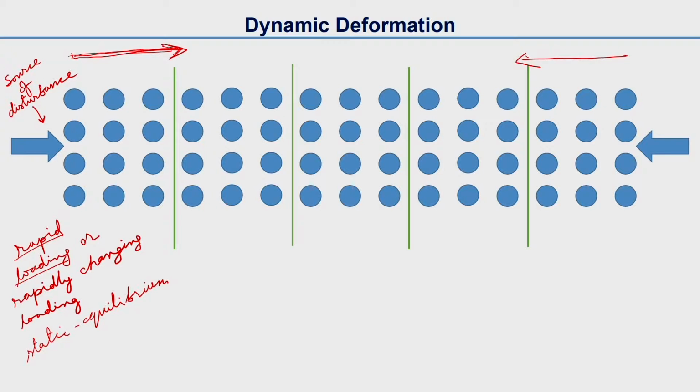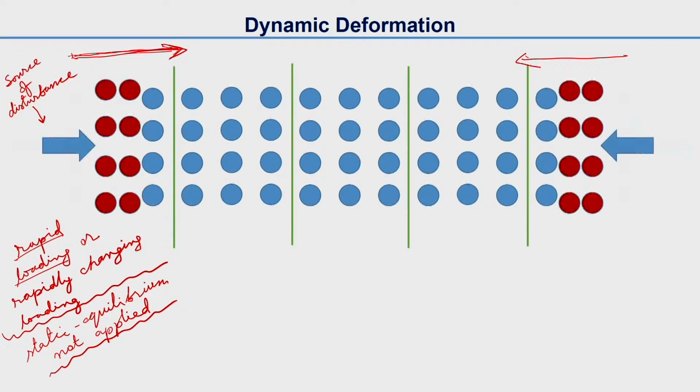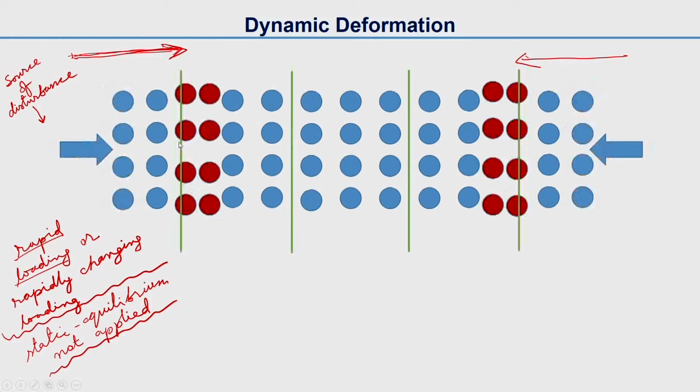So static equilibrium is not applied here. In the dynamic case, in the figure, when you run the animation, the interatomic distances will be reduced, and a group of atoms, the red atoms, will be compressed at first, and this disturbance will propagate.